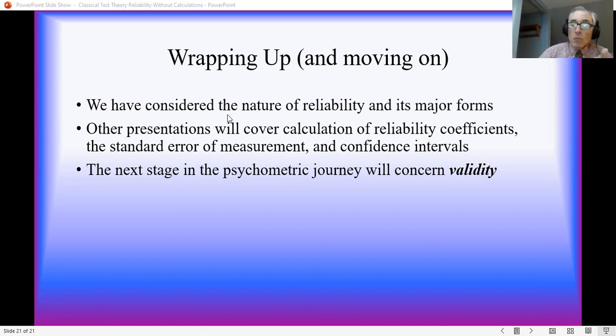In terms of our conceptual approach, the next big idea, the second of the big ideas in classical test theory, will be validity. And that said, we are done for today.